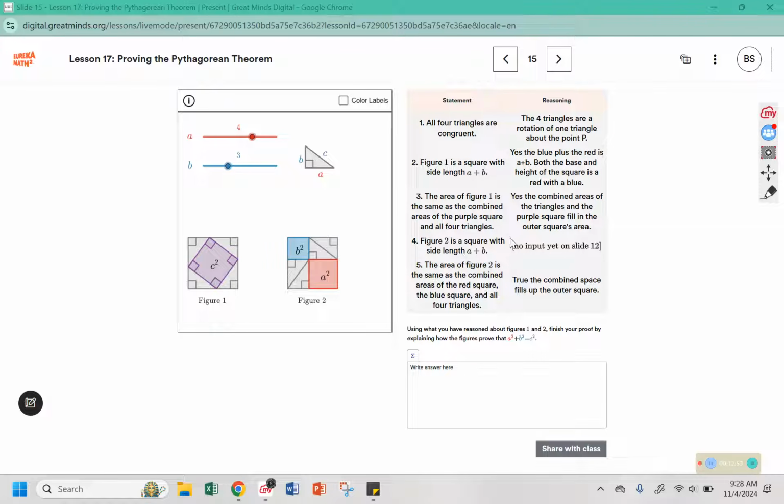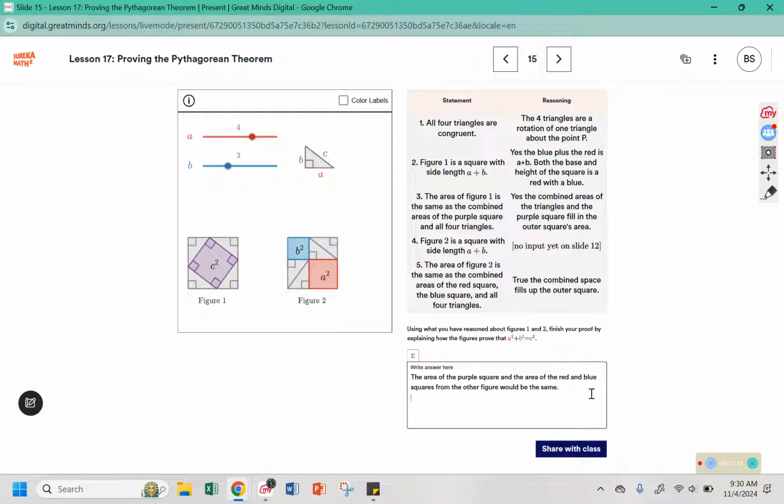For some reason, my reasoning for number 4 isn't popping up, but it says, using what you have reasoned about figures 1 and 2, finish the proof by explaining how the figures prove that A squared plus B squared equals C squared. Well, we know all four triangles are the same, so because both of the outer areas are the same, if we remove those four triangles, the space that's left is also the same. We've taken the total area and removed the triangles from both. The area that remains would be the same.